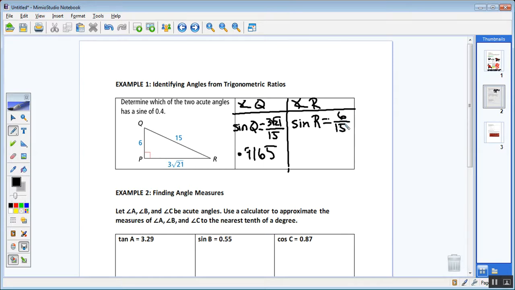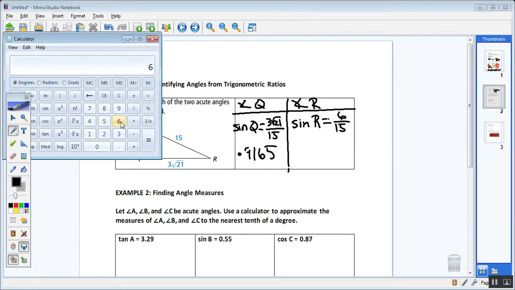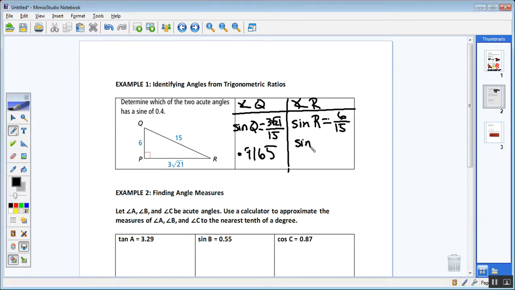All right, so let's see what 6 divided by 15 gets us. 0.4. So the sine of angle R is equal to what? 0.4. Okay, so which one is it? It's going to be angle R right here. That's the one. Okay, angle R gets us a sine of 0.4.